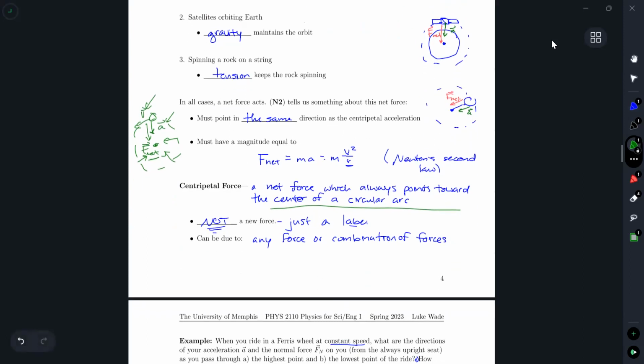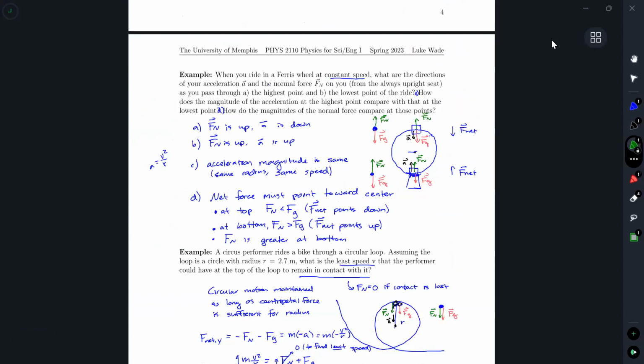Okay. So this one with the Ferris wheel, as far as seeing that it's the net force that acts towards the center, and that's what's important. It's a good example for that. In terms of, yeah, really just directions and things is the big takeaway from that one.